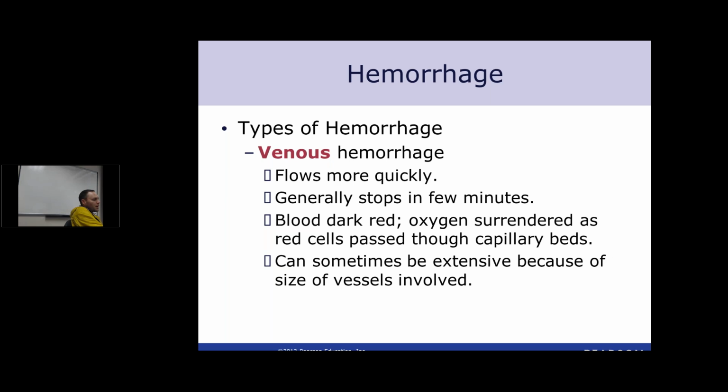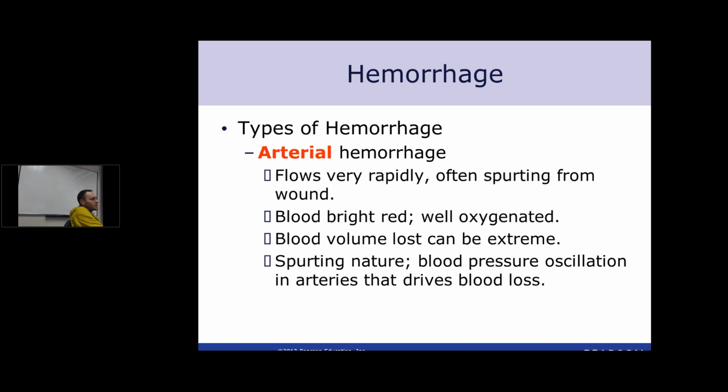Venous hemorrhage flows a little bit more quickly. The blood is dark. It can sometimes be extensive depending on which vein is cut, right? You can bleed to death really quickly if your jugular vein is cut, right? So still obviously take those venous hemorrhages seriously. Arterial hemorrhages, these are the rapid, spurting, bright red blood. You got to fix it quickly, or they're going to lose too much blood.